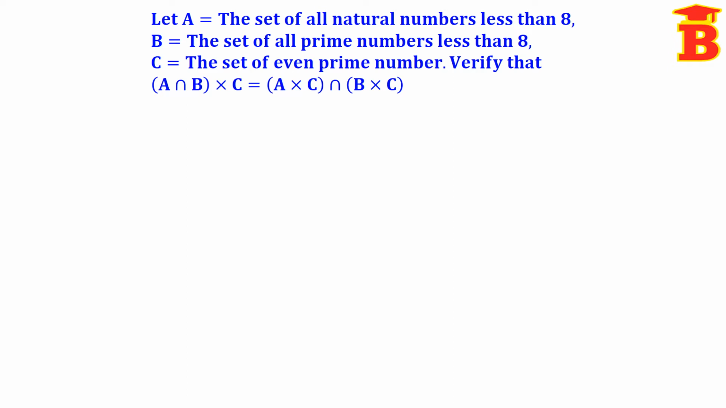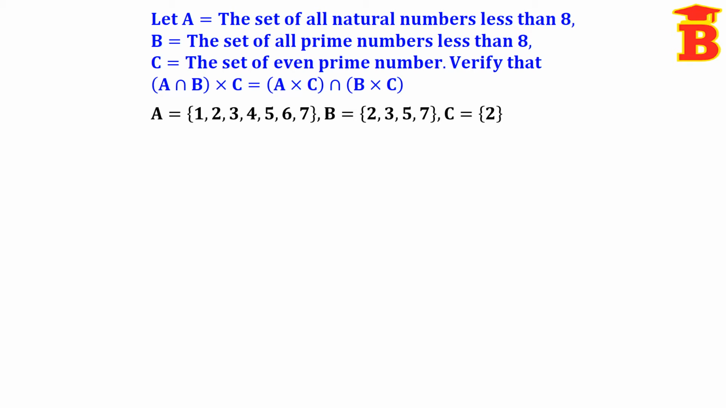First, let us write the numbers in the sets A, B, C. Here A is natural numbers less than 8, that is 1, 2, 3, 4, 5, 6, 7. And the set B is prime numbers less than 8, that is 2, 3, 5, 7. The set C is even prime number, that is 2. Now we have to verify this result.